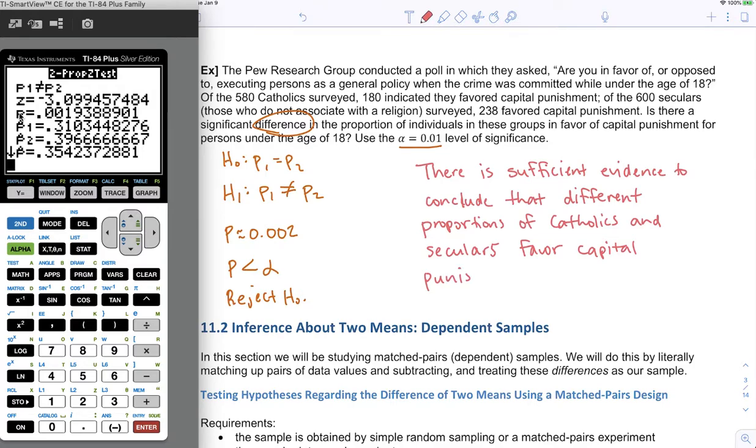Your conclusion doesn't have to be exactly the same as mine, as long as it in some way restates the alternative hypothesis, it should be fine. So if you reject H0, we always say there is sufficient evidence. If you don't reject H0, you say there is not sufficient evidence. And then you write something that sort of captures the spirit of the alternative hypothesis.